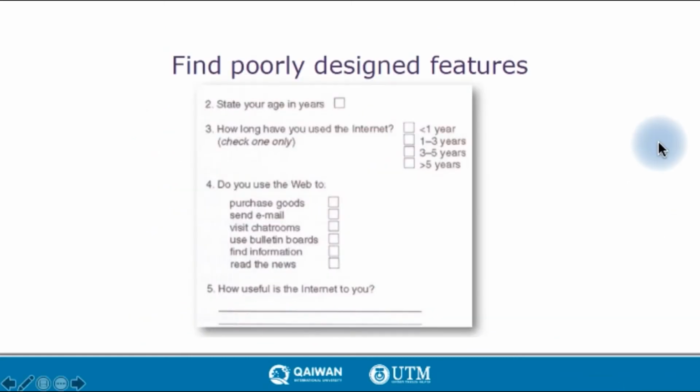So this is an example of poorly designed features, when they ask you to state your age in years, and they give you a small box that you cannot use, or they give you a limited choice, between 1 year, 2 years, or sometimes you have more and you want to mention more. Or on websites, they just give you a few choices that do not let you choose. So poorly designed features are not good for making the respondent want to use your questionnaire.